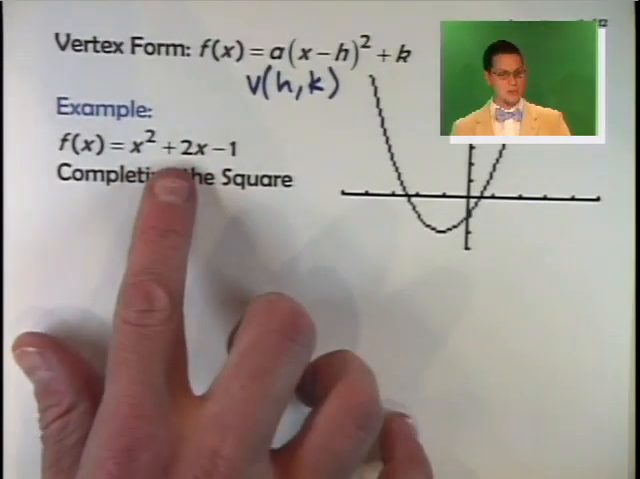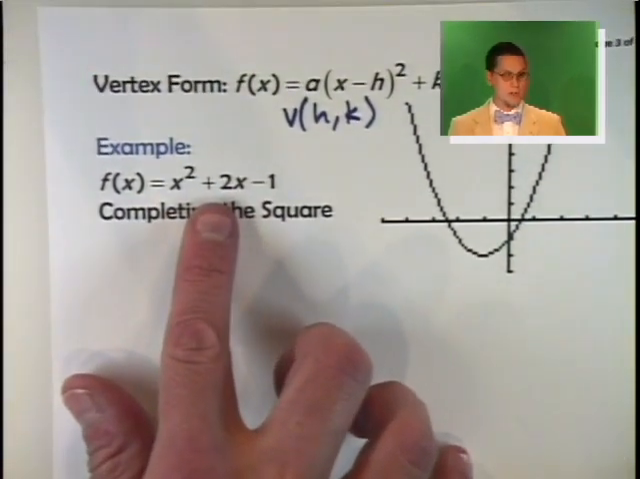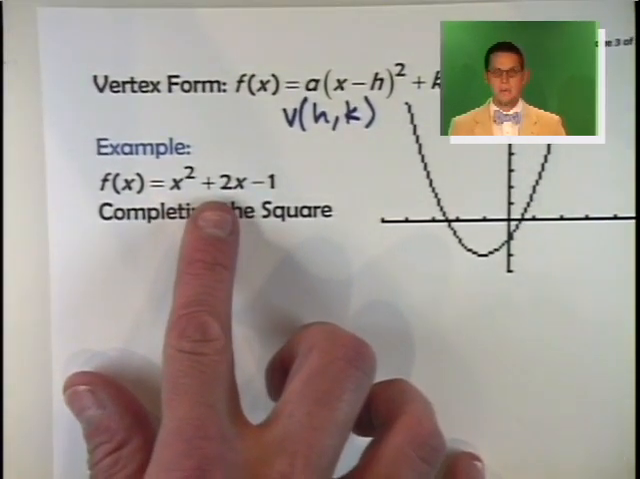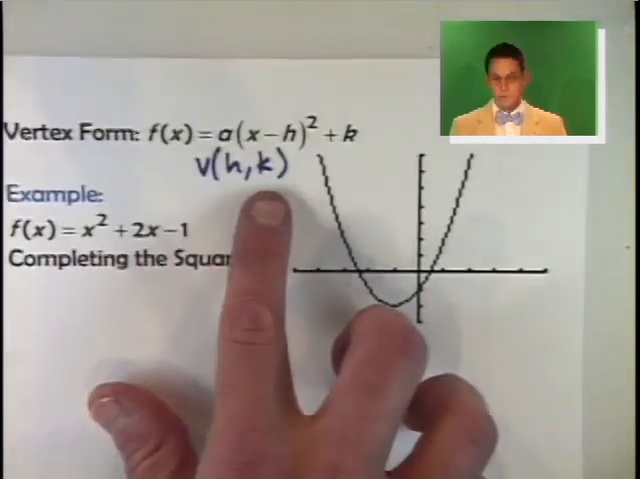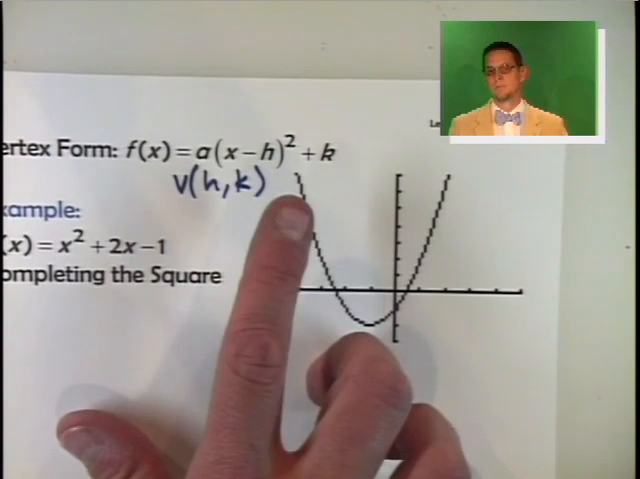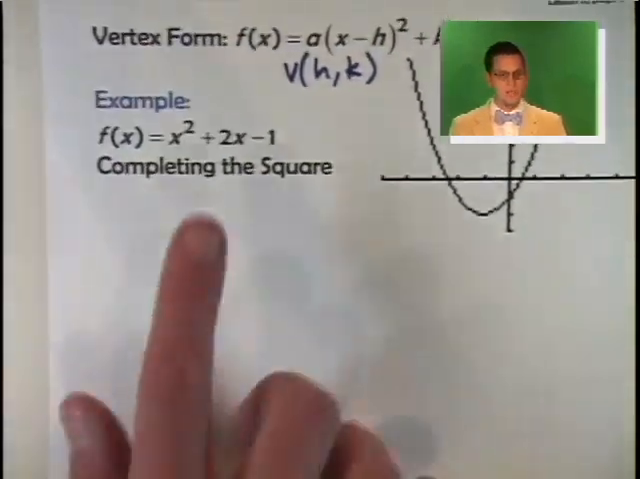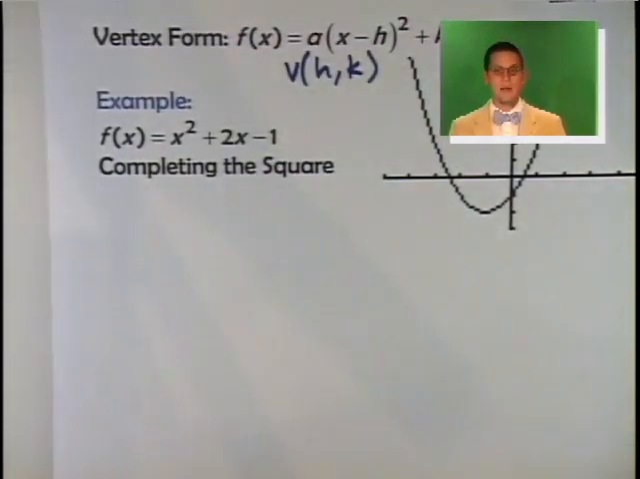Well, what if it's written like this? This is what we started with in the last problem. This is standard form. The question is then, how can we convert something from standard form to this vertex form? Well, you've done it before. It's called completing the square. And I'm going to review with you how to do that.